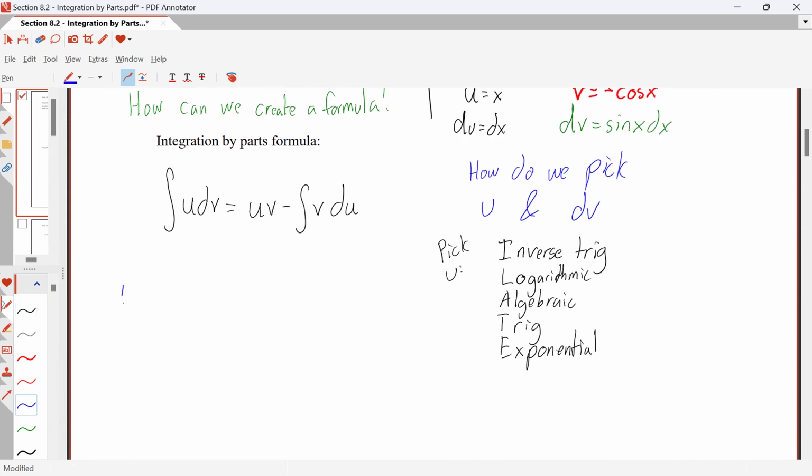And once we pick our u, we take everything else to be dv. We will take the derivative of u to get a du, and we will take the integral of dv to get v. In the next videos, we will see more examples of using this.